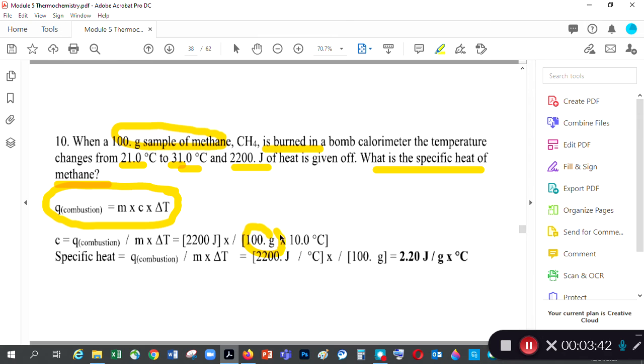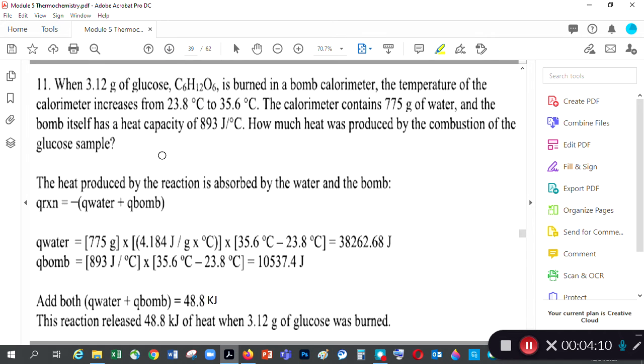31 minus 21, which is a 10 degree Celsius difference. Divide the whole thing, and the specific heat turns out to be 2.2 joules per gram degree Celsius. So you divide 2200 by 100, and then by 10, and you get 2.2 joules per gram degree Celsius, the specific heat of methane. Let's go further and look.